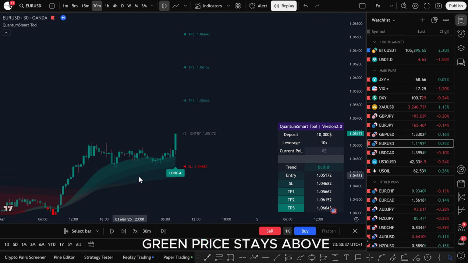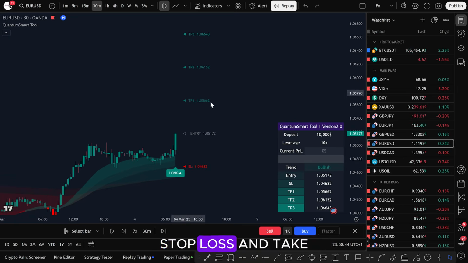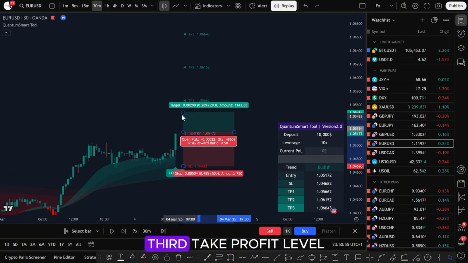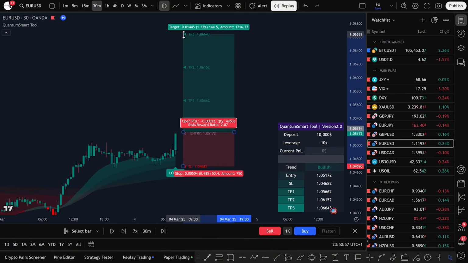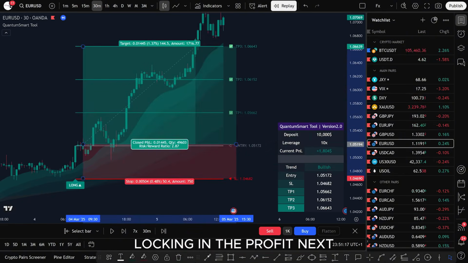Once the cloud is green, price stays above the cloud, and the indicator marks your entry, stop loss, and take profit levels. You enter the trade. Place your stop loss just below the marked zone and aim for the third take profit level. Sure enough, price rises and hits our target, locking in the profit.